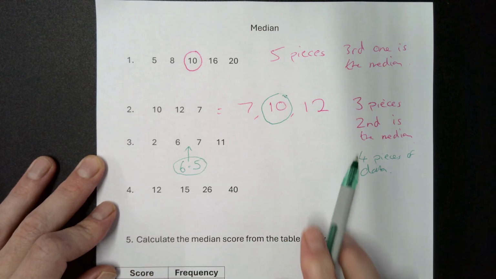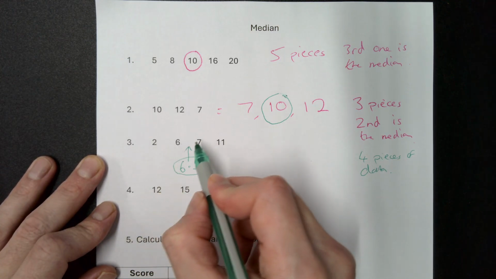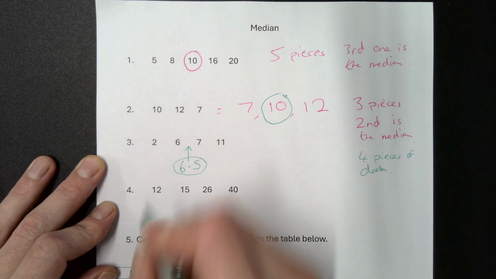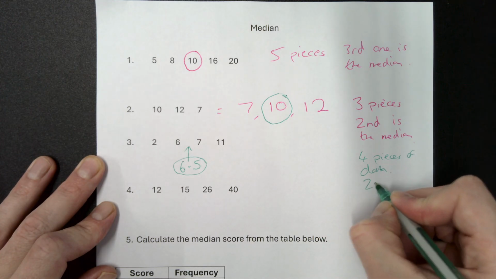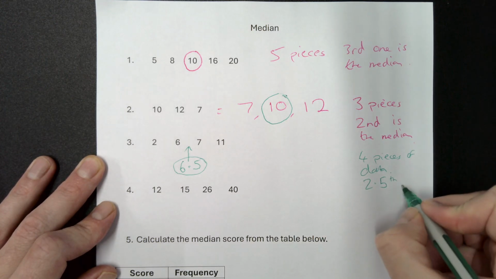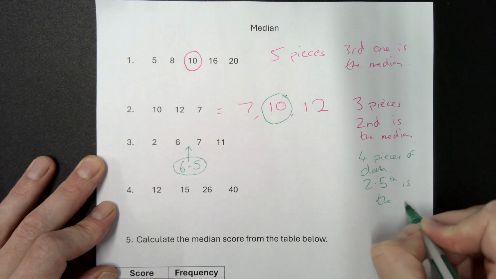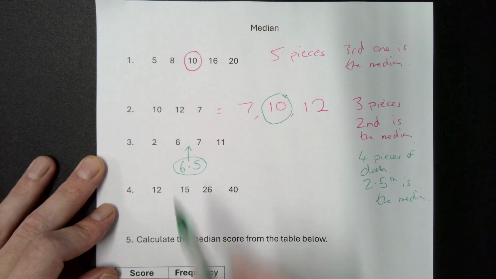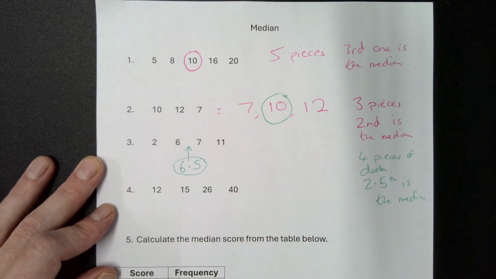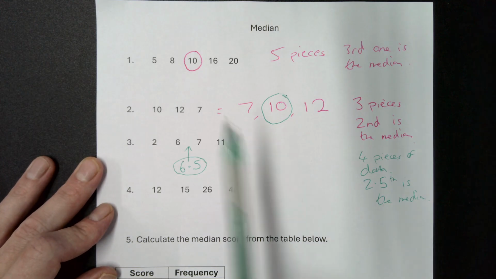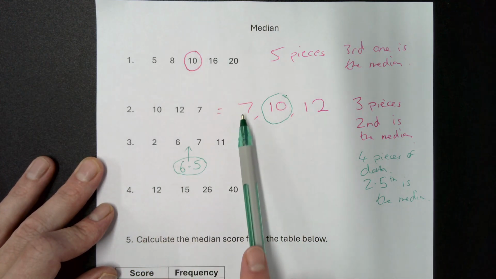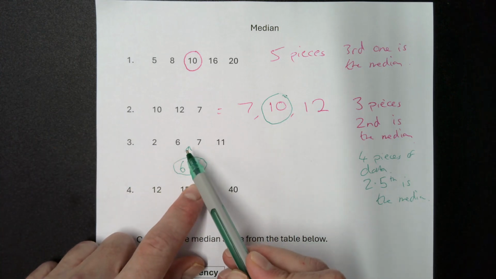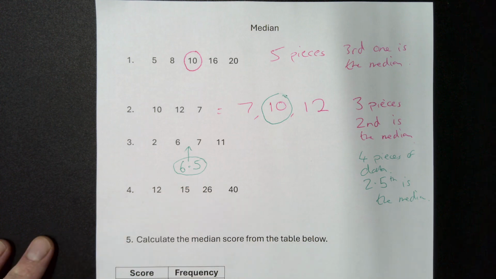When you have 4 pieces of data, 1, 2, 3, 4, the median is in the middle of the second and the third. So the 2.5 piece of data is the median. So in between 2 numbers, 6.5 is in between. That's the median. So first of all, smallest to biggest, you pick the middle one. If there are 2 in the middle, you want what's in the middle of those 2 numbers, which is 6.5.